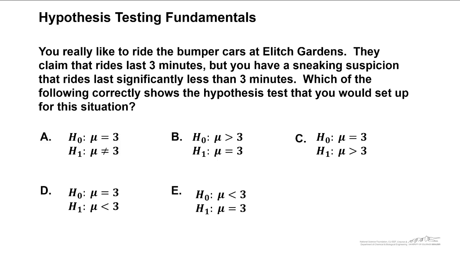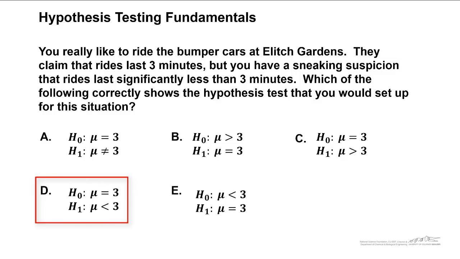So I've got a question for you. Going back to our example, Elish Gardens claims that the bumper car ride lasts 3 minutes, but you think that it is significantly less than 3 minutes. Which of the following correctly shows the hypothesis test that you would set up for this situation? The correct answer is D.